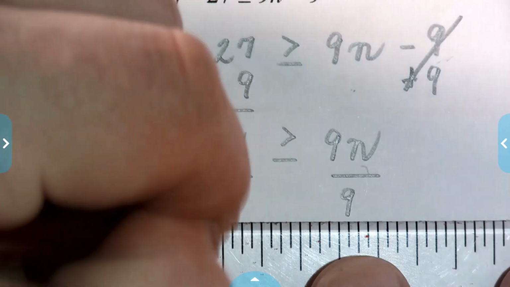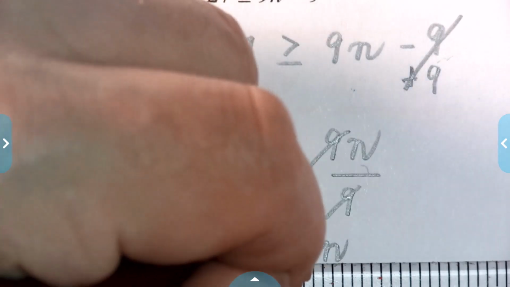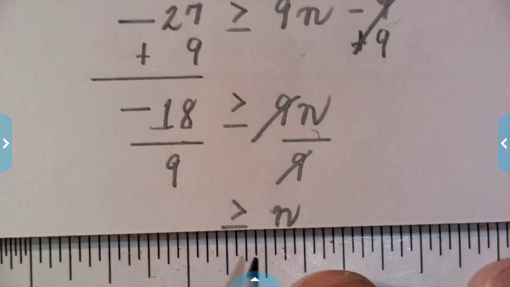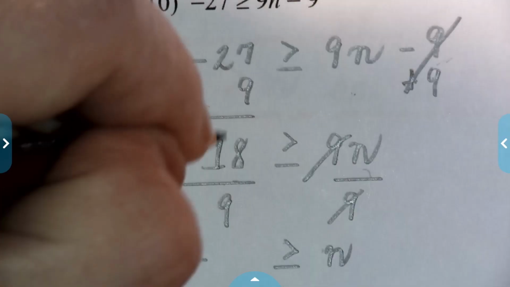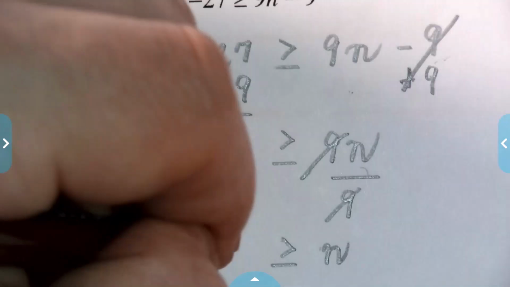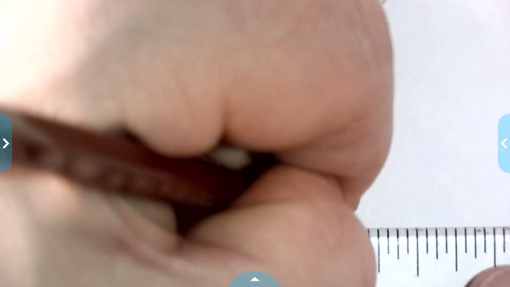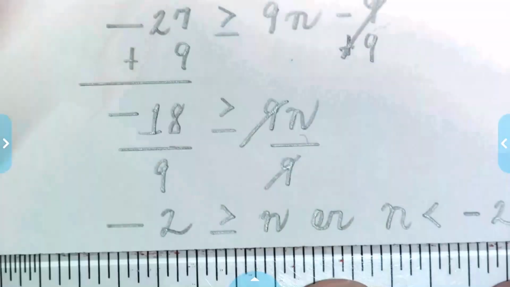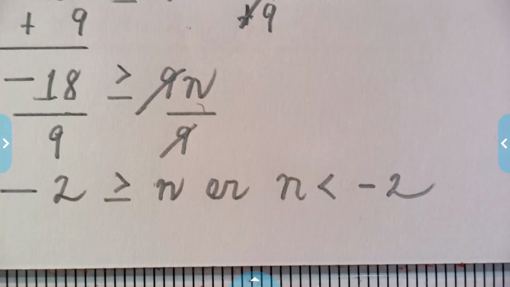Divide both sides by 9. And the 9s cancel on the right, leaving n by itself. N is less than, or I'm reading from right to left now, n is less than or equal to negative 2. 18 divided by 9, but it's negative, so negative 2. But I'm going to say or n is less than or equal to negative 2. Okay, so I like to read it that way.